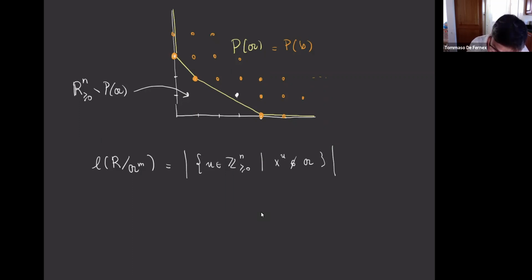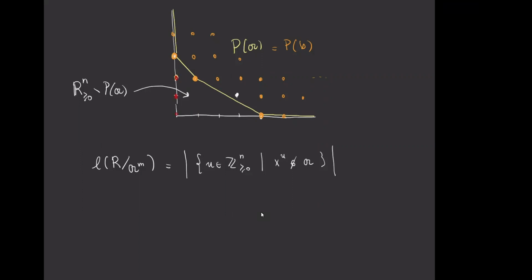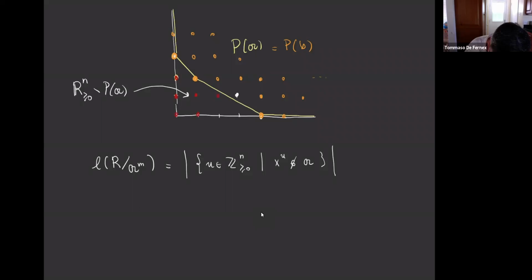But what I notice is that all the points here are certainly not in the ideal. Or maybe use a different color. All the green, no, this is too close by. All the red points here are certainly not in the ideal.